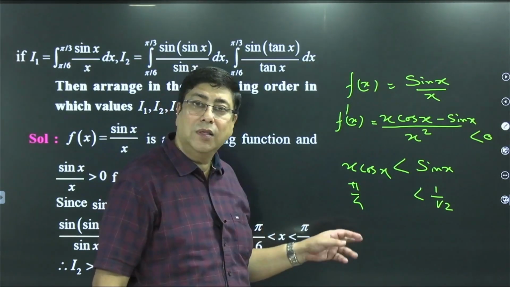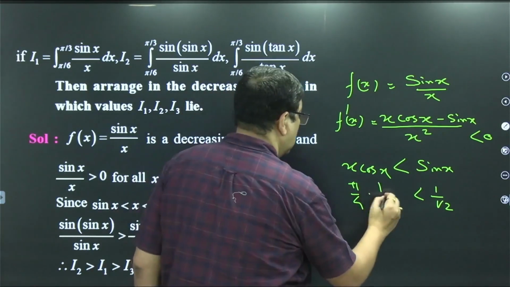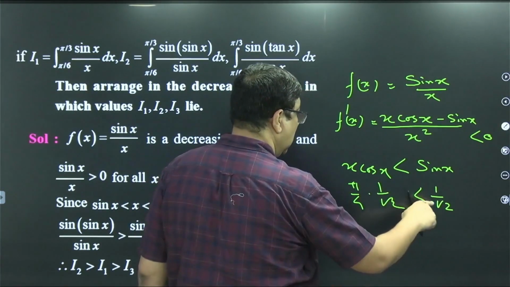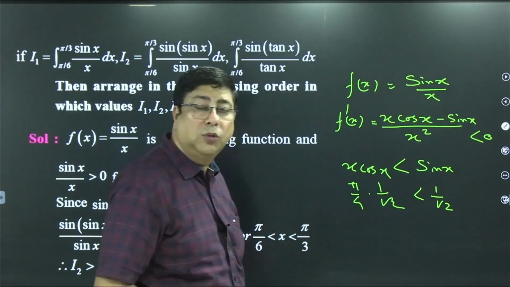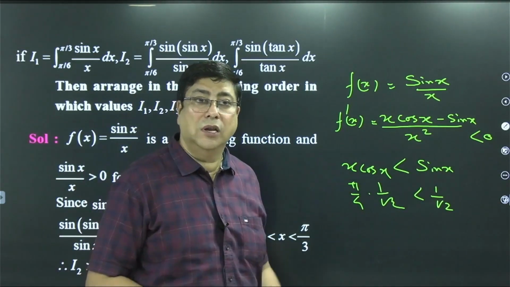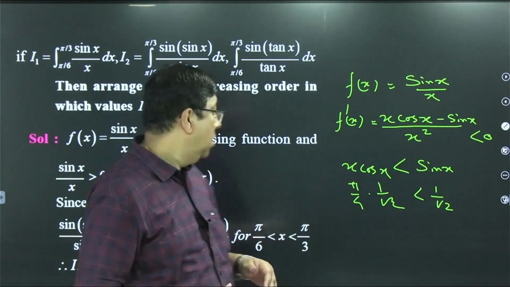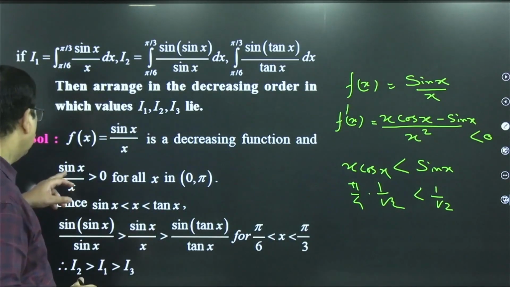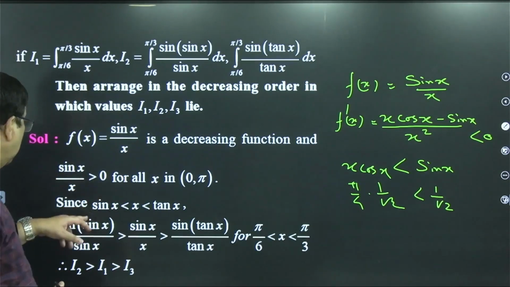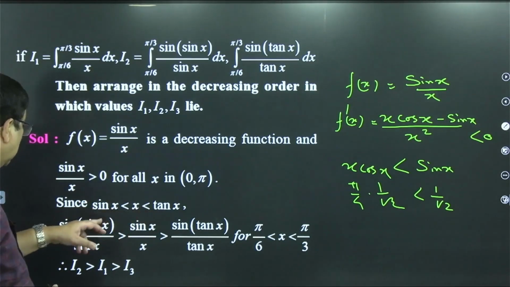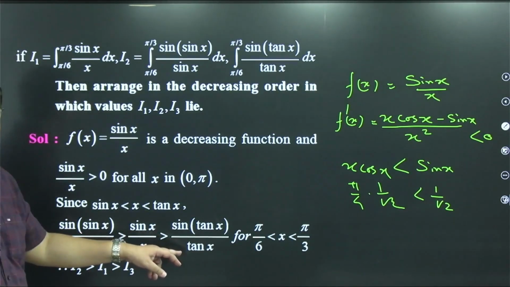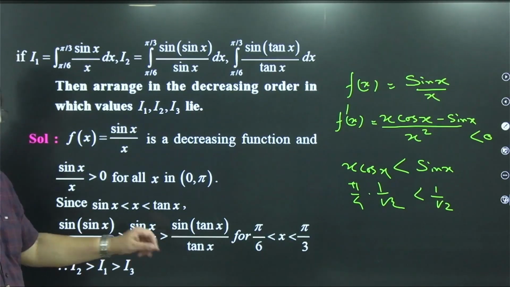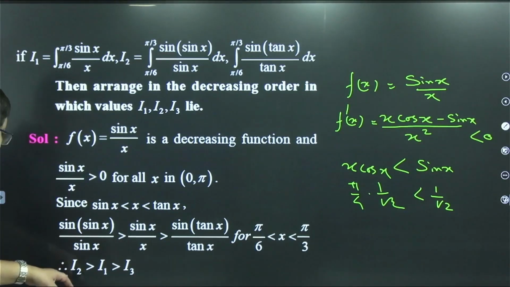So pi by 4 is a fractional number, and cos x is decreasing. So we can say here that sin x is greater than... so this is the negative. So the function is a decreasing function. So this is coming down. Now we can say here that sin x by x is a positive quantity. So tan x is greater than sin x. So if we keep it in the denominator, the order is getting changed. Therefore, we can say I2 greater than I1 greater than I3.